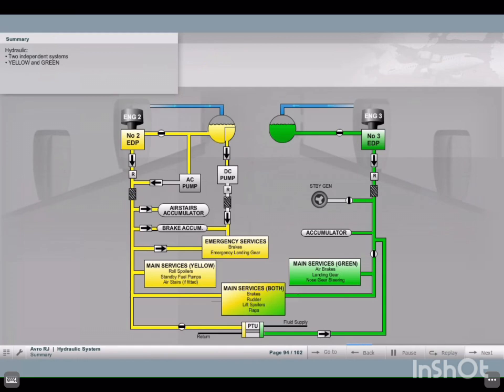Summary of the hydraulic system. Hydraulic power on this aircraft is provided by two independent systems, yellow and green. Each system has a reservoir of hydraulic fluid, has an engine-driven pump to power the system, and supplies a number of hydraulically operated services.